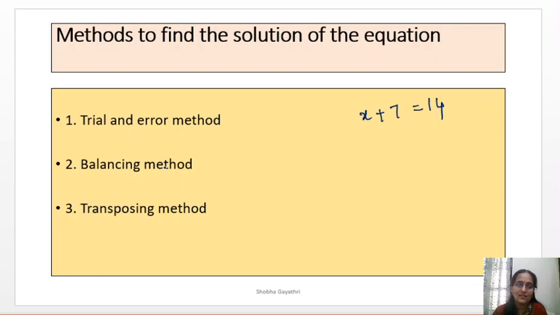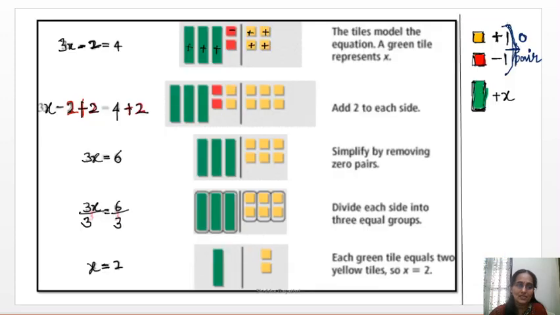You have learned this in your 6th standard. This year you are going to learn the transposing method, and that's very important. From here onwards we will apply only the transposing method to find the solutions of the equations. Yes, we will visualize one sum for the balancing method now.